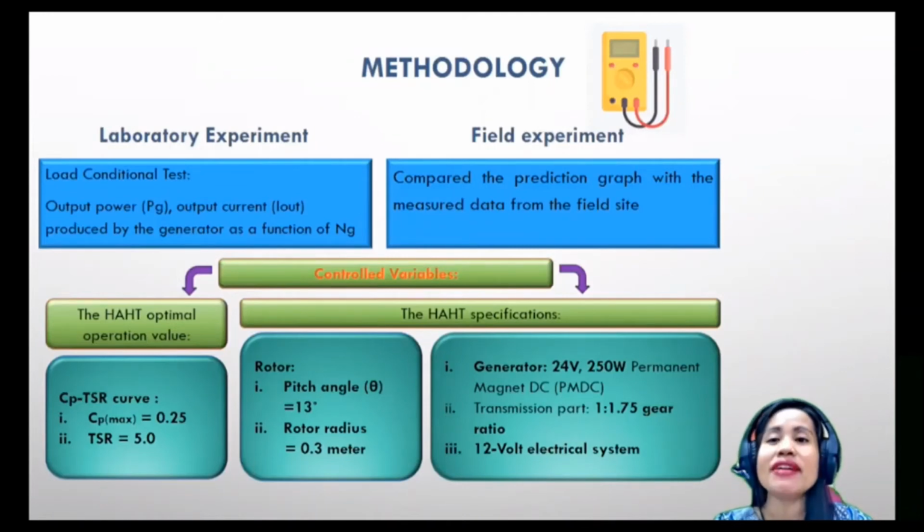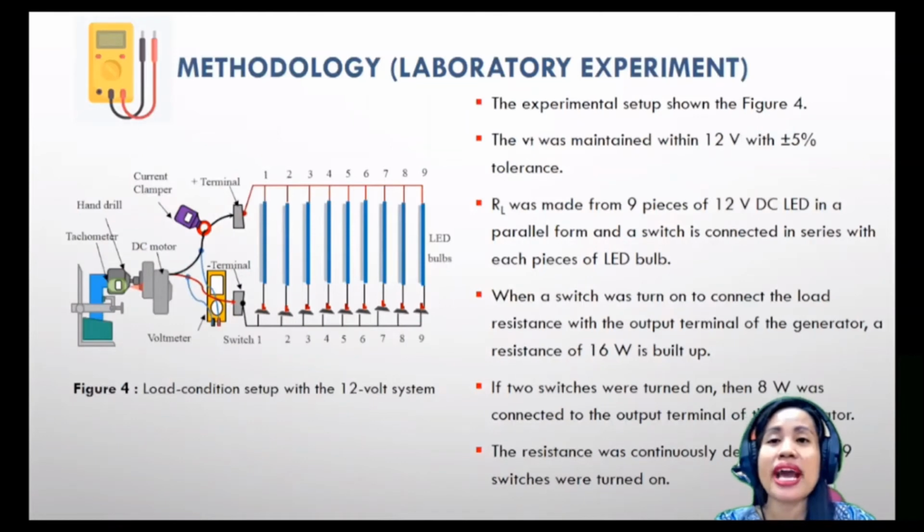For method, we divide it into two parts: laboratory experiment and field experiment. All experiments were under control variable. In laboratory experiment, the load condition test was performed on a PMDC motor. The experiment setup was shown in figure 4. The VT, or generated voltage, was maintained within 12 volt with 5% tolerance.